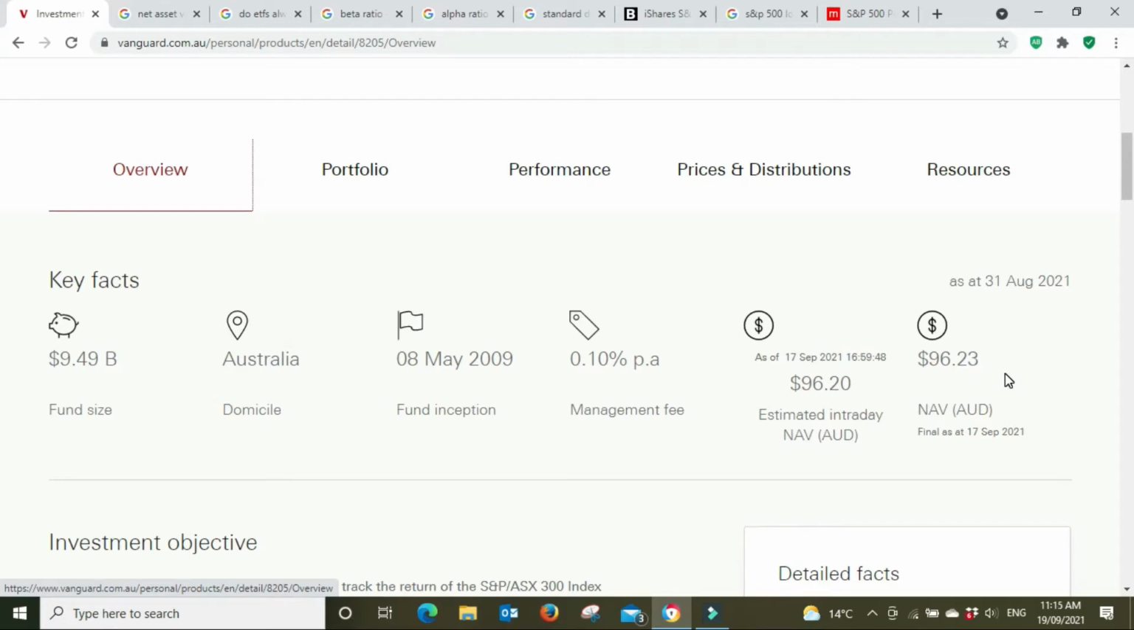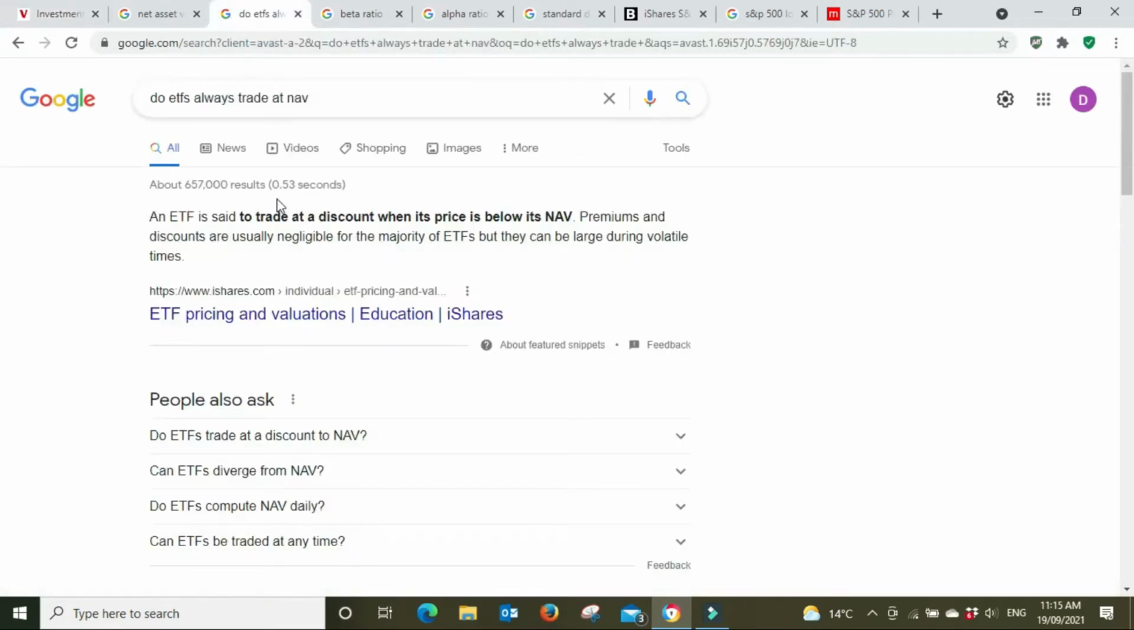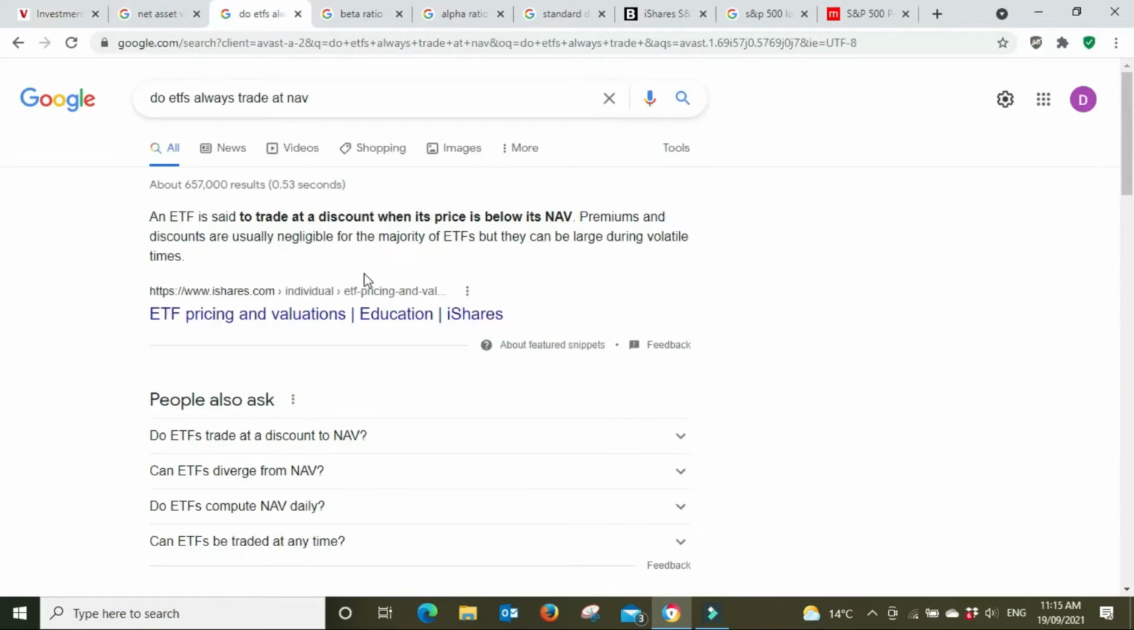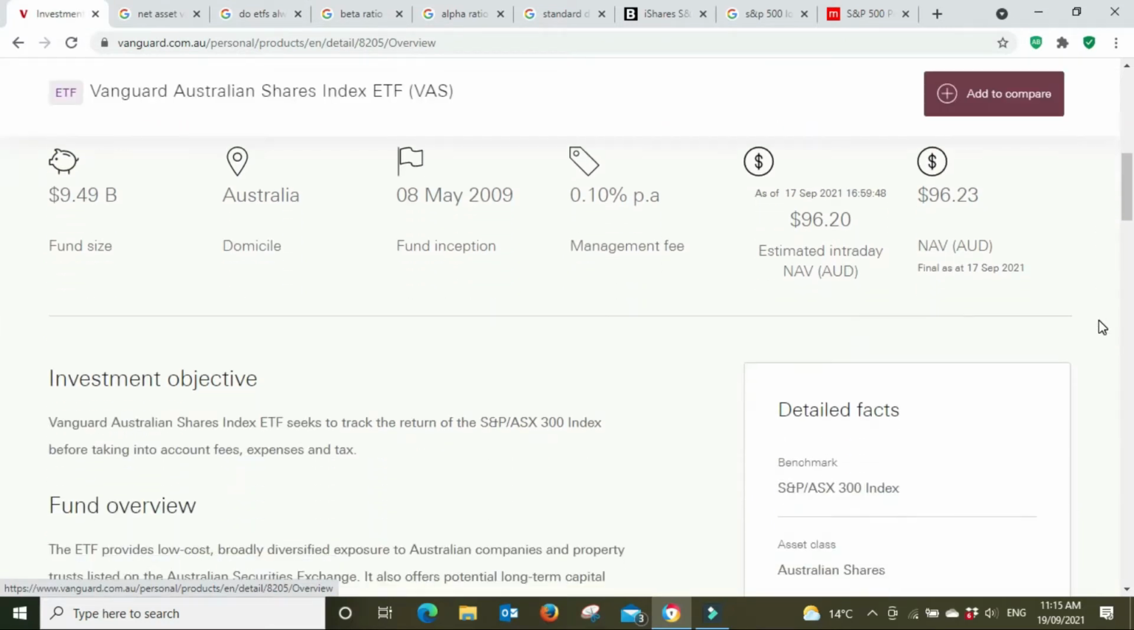Now you can compare the net asset value to what it's trading at on the ASX. When you're looking at different stocks and LICs and things, that can be a bit of a difference. ETFs, as we'll have a look here, an ETF is said to trade at a discount when its price is below net asset value. So if you're going to buy it on the ASX for a little bit lower than what the net asset value is saying here, that means you're buying at a discount. And if you're trading on the ASX at a higher amount here, that means you're buying at a premium. So it says here, premiums and discounts are usually negligible for the majority of ETFs, but they can be large during volatile times. So we'll come back to that a little bit later.